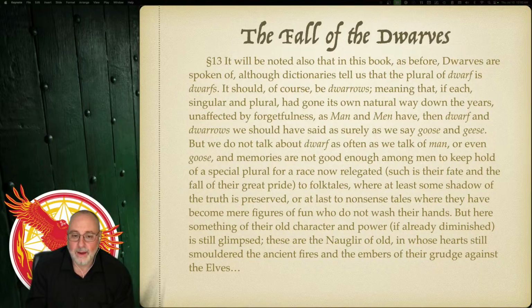Take that, Disney, says Fencing Frog. Yeah. Am I right in thinking mere figures of fun who do not wash their hands is an actual reference to Snow White? Right? I mean, I'm not making a mistake about that, right? That's actually explicitly a direct reference to Snow White. Disney's Snow White, I mean. Yeah.